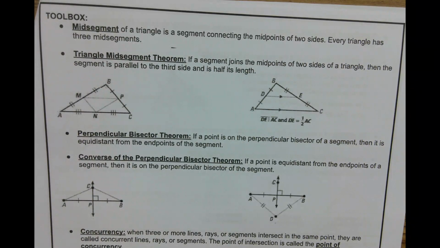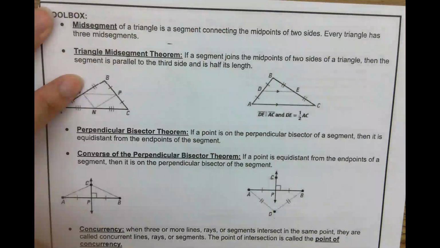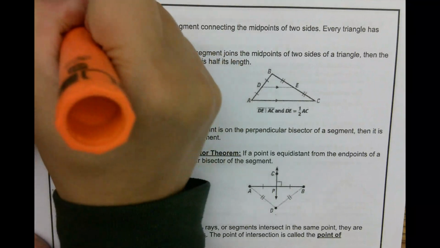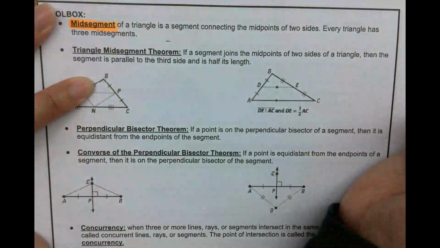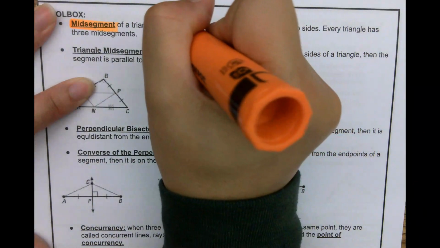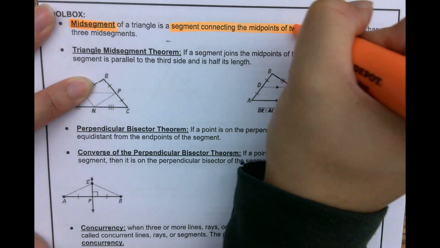Hi guys, so today we're continuing to look at triangle theorems, and this time we're going to look at the mid-segment of a triangle. Okay, so what is a mid-segment? A mid-segment of a triangle is a segment connecting the midpoints of two sides.